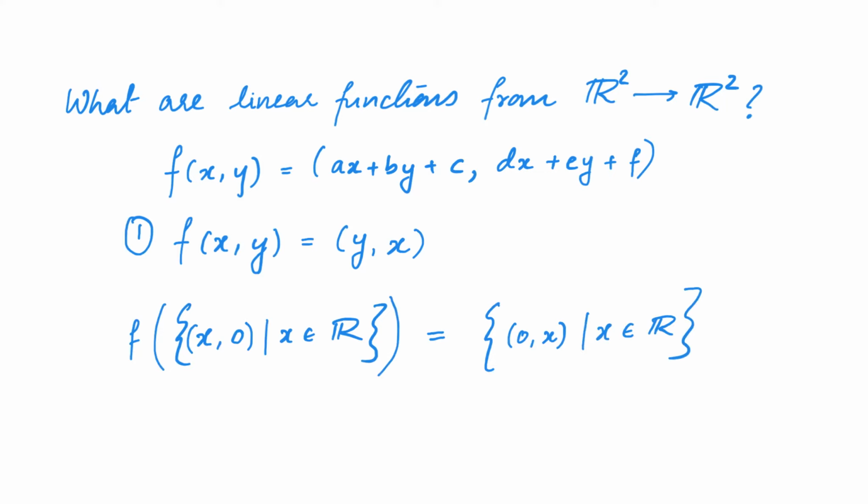So what has happened here? If you notice, this is the x-axis, and this is the y-axis. So the x-axis is being sent to the y-axis. Similarly, it is easy to see that the y-axis will get sent to the x-axis. Now, what is a little bit more tricky is to see that every line gets sent to another line. So how do we see this?